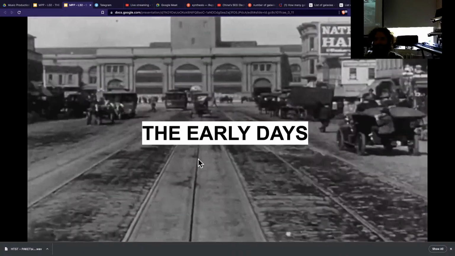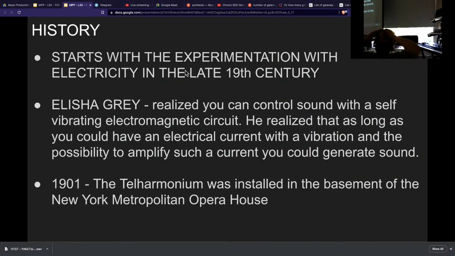So let's go. The early days of synths start with, obviously, to make a synthesizer you need electricity in order to make it work, because you're going to have to manipulate electrical signals. So until we have electricity, we cannot think about synths. There are some prior instruments or things that could be seen as a synth.